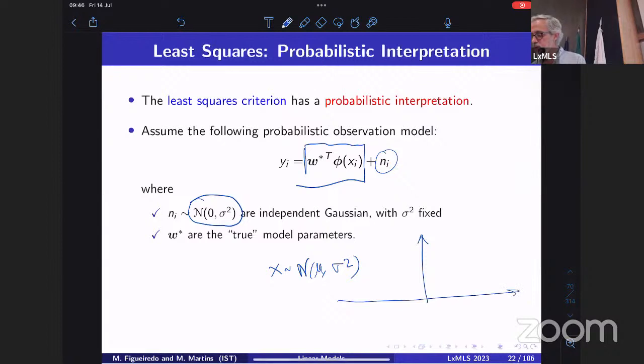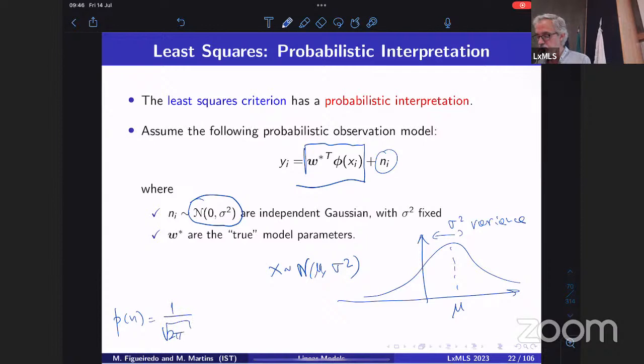So the probability density function of this variable looks like this. It's a very Gaussian bump. Mean mu, and the width of this bump is controlled by this quantity sigma squared, which is called the variance. Which means that the probability of X, or in this case, let's say N, takes the form one over square root of two pi sigma squared, exponential of minus X minus mu squared divided by two sigma squared. So this is a Gaussian distribution, okay?